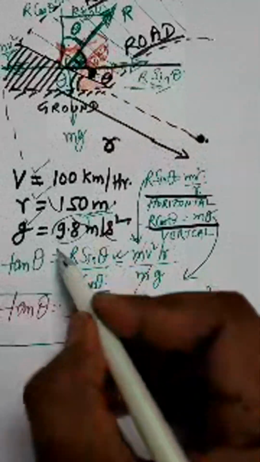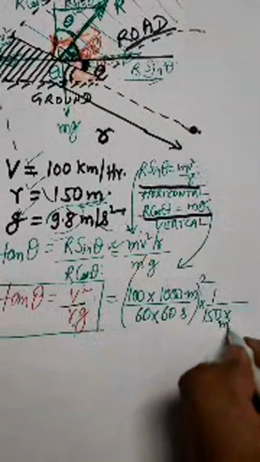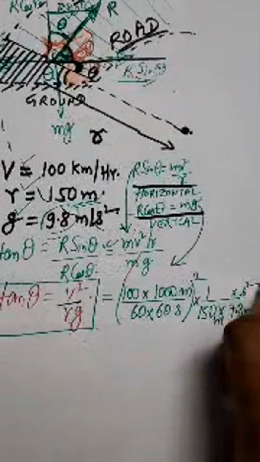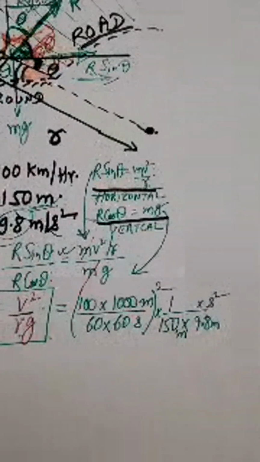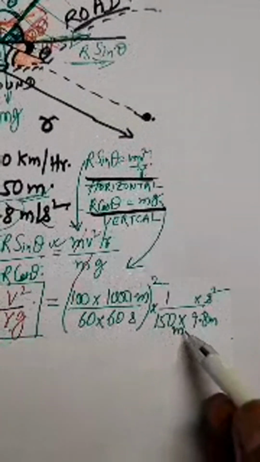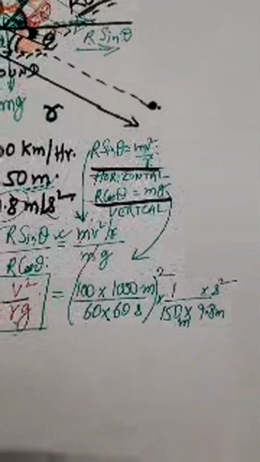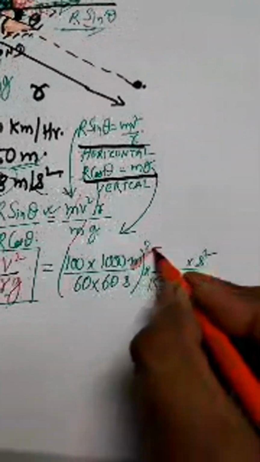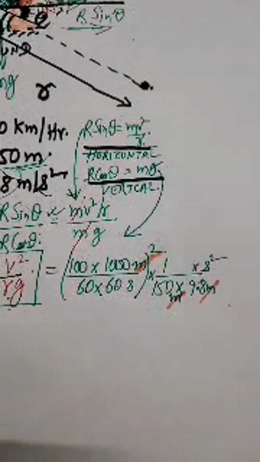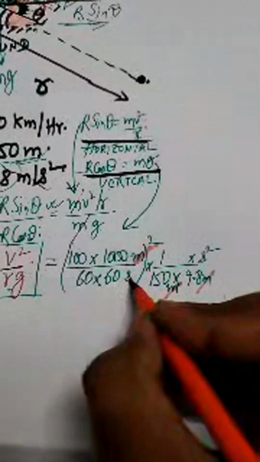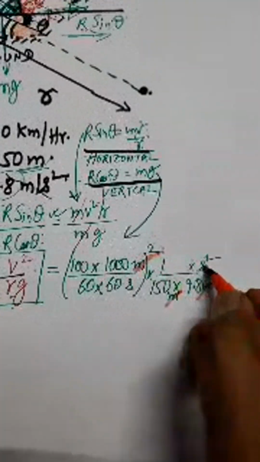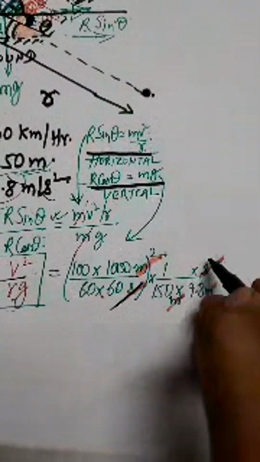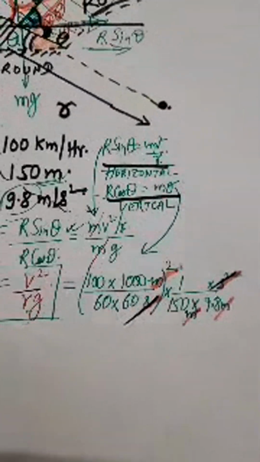What is the value of g? It's 9.8 meter per second square. So second square will be coming into the numerator. Here you can see this meter and this meter, two meters are there, so you can cut these with this meter square. And this second square will cancel this second square. This will be cancelled, and we are left with what?